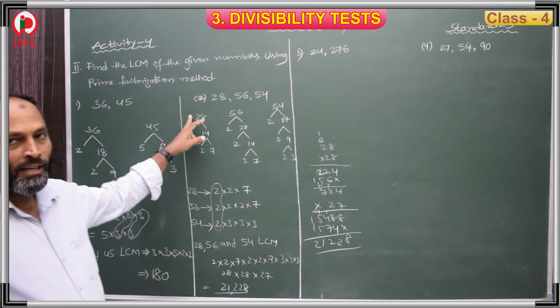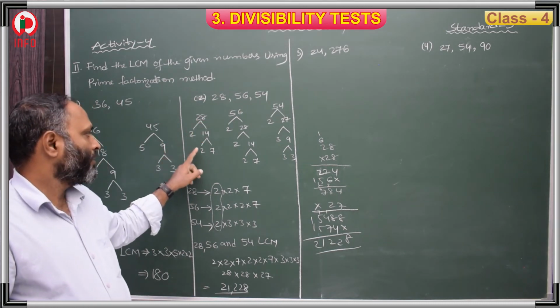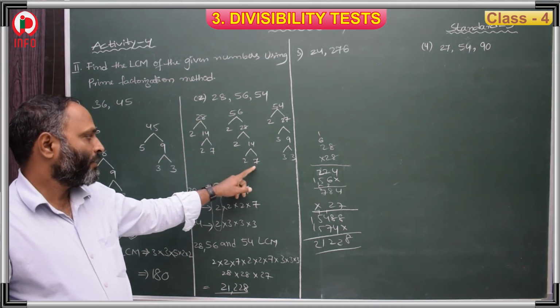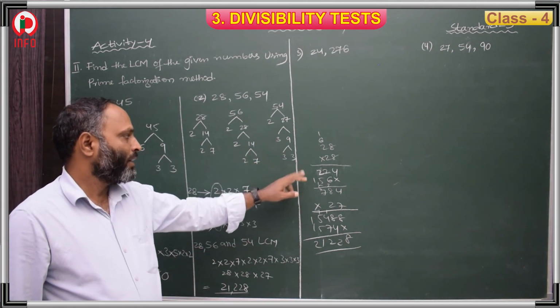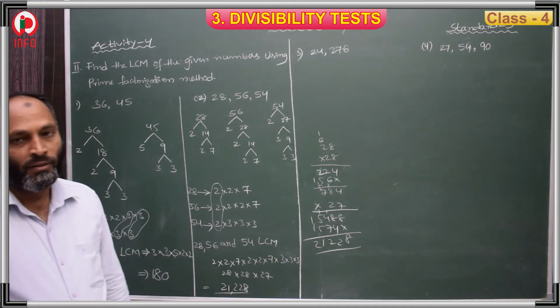So first we have to write the prime factors. 2 into 2 into 7, 2 into 2 into 2 into 7, and after that 2 into 3 into 3 into 3. Then whatever is the answer, that we have to write.